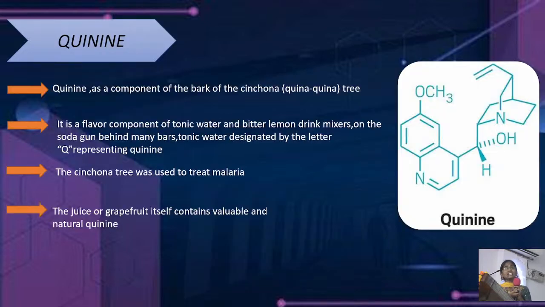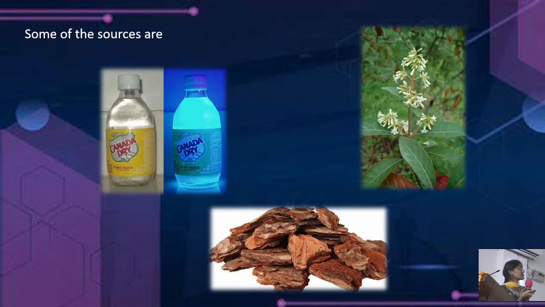The next alkaloid is quinine. Quinine is another drug component. It is available from parts of the cinchona plant. It is used to treat malaria, hence it is called an anti-malarial drug. Quinine is a flavor component of tonic water. On tonic water, we see a Q in front of the barcode. This Q refers to anti-malarial treatment.